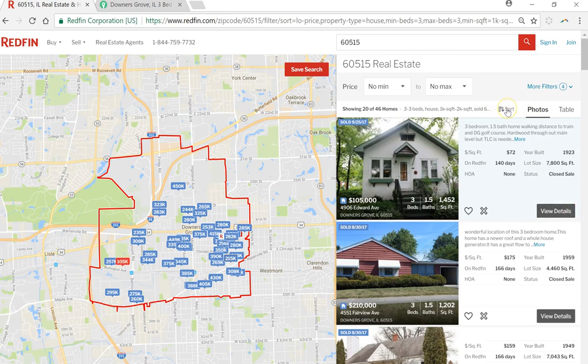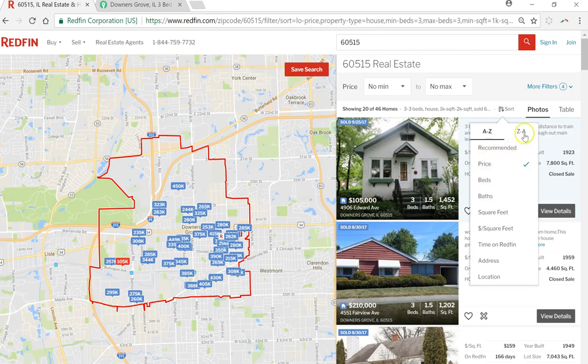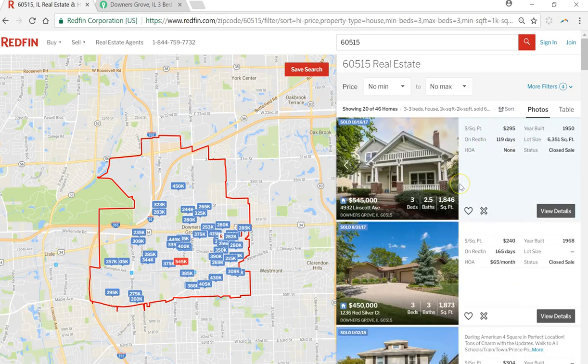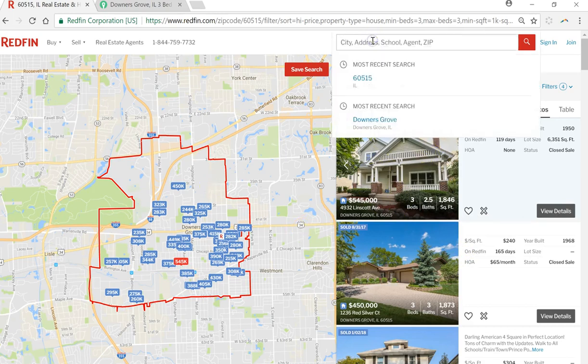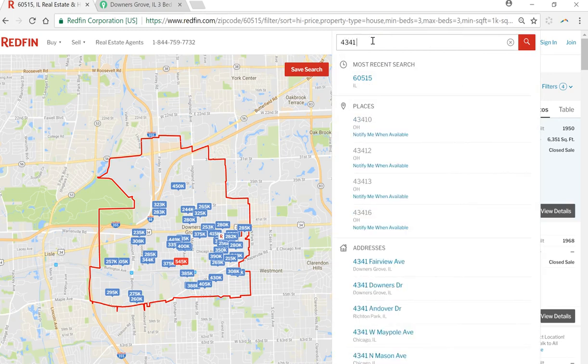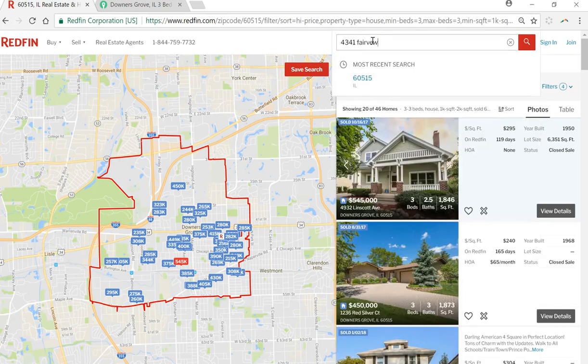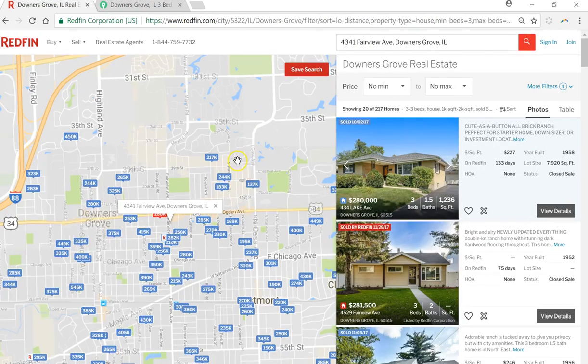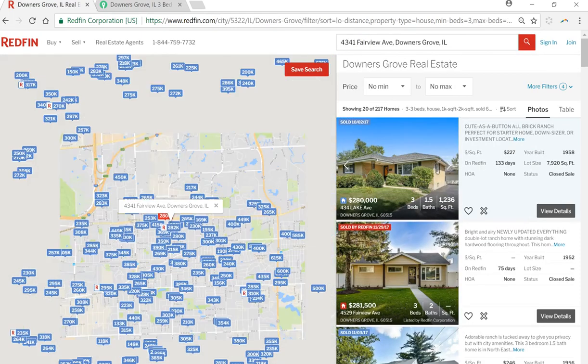Now I'm going to go here and sort it by price. I want from the highest price to the lowest price. All right, so it shows me the highest price a property sold was a 3-bedroom, 2.5-bath, 1,846 square feet for $545,000. And it shows you the location. Now, to be precise, you can even change this and put in your address, 4341, your subject property. You see that? You can zoom out.